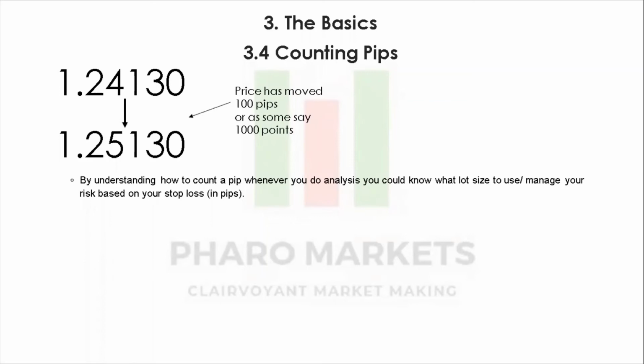So volatility plays a very, very big role when you trade your pairs. Some people have favorites. I personally have favorites as well. As time goes on, you will see the pairs I trade the most, and obviously the pairs which pay me the most. By understanding how to count the pips, whenever you do analysis, you know exactly what lot size to use and manage your risk based on your stop loss in pips.